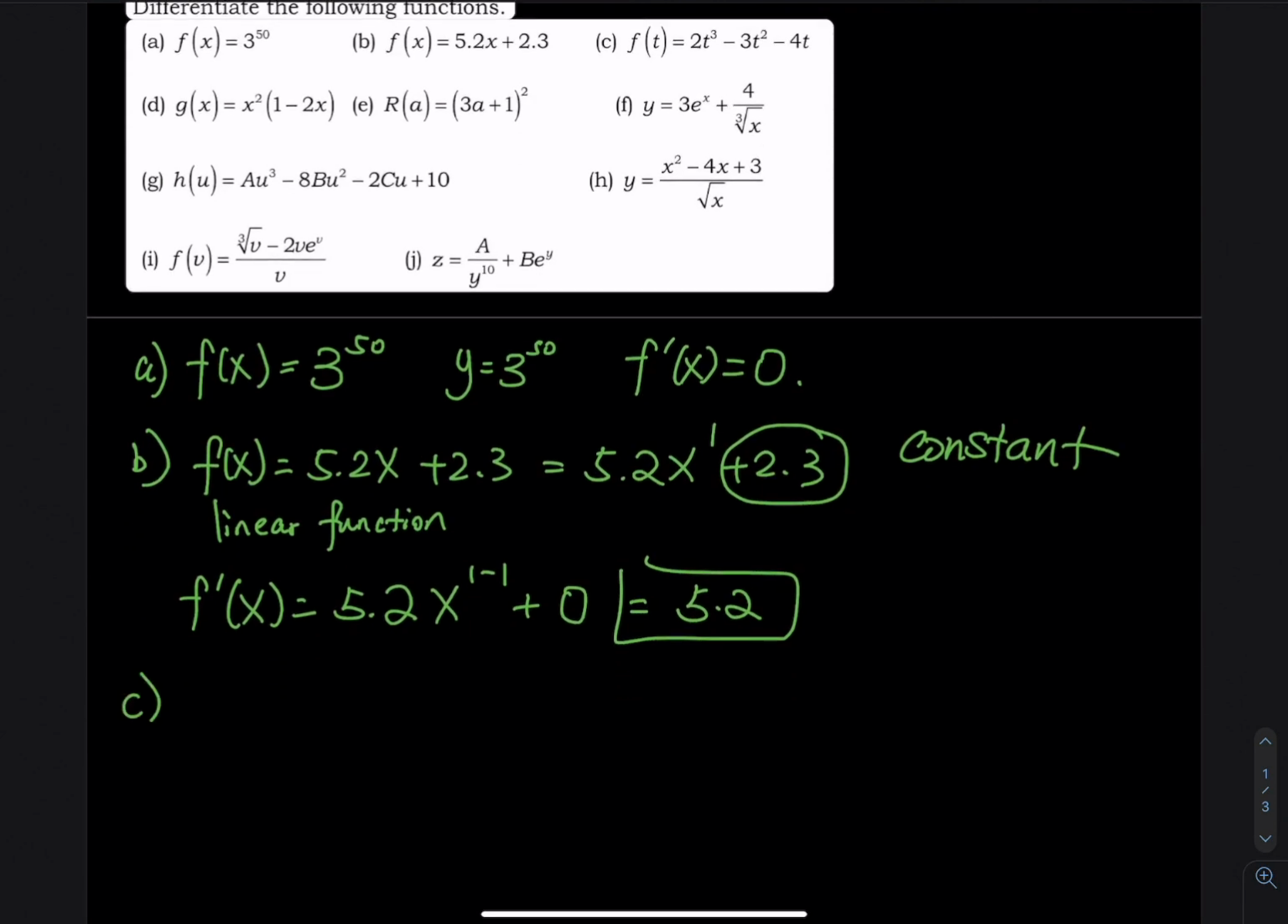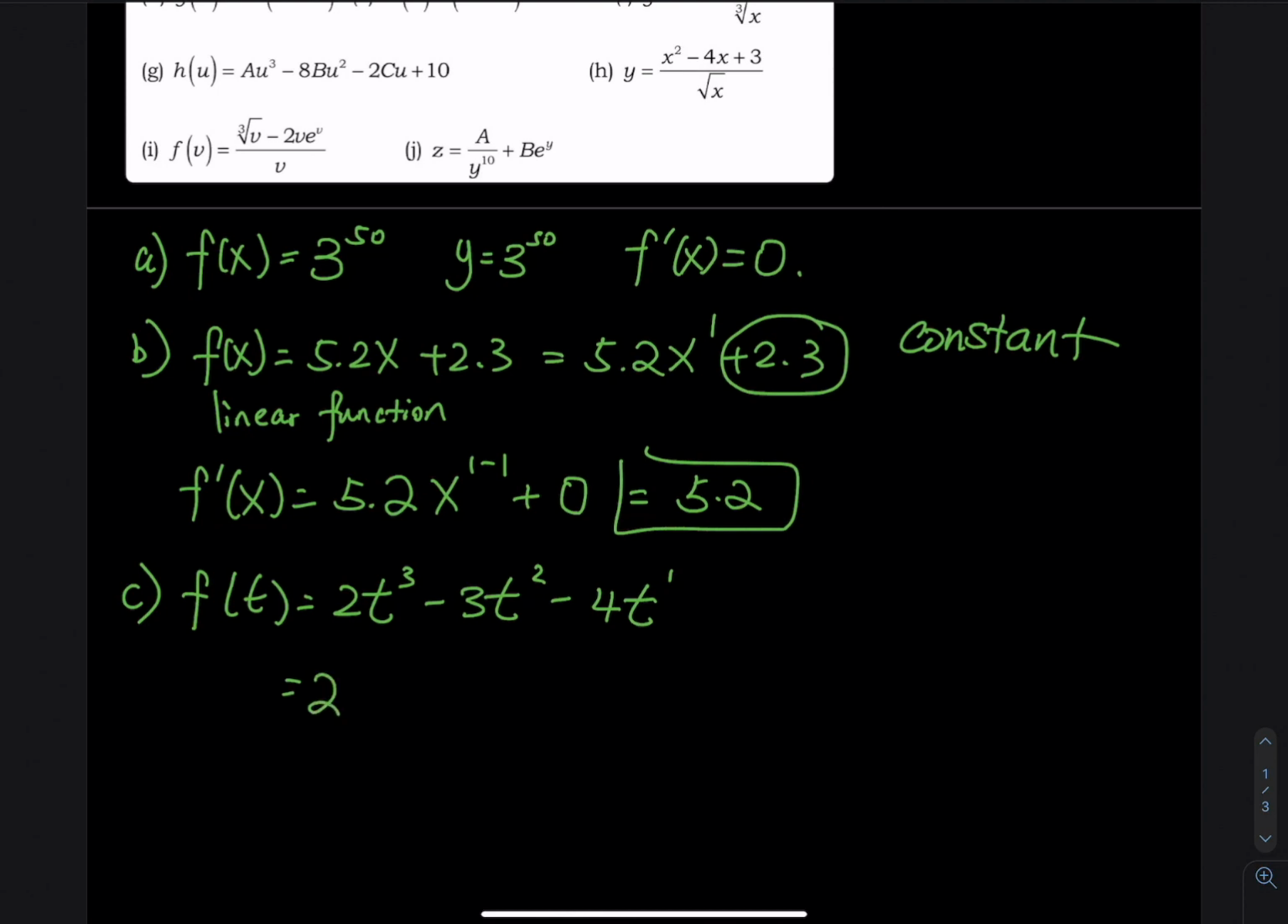And then C, we have f of t equals 2t to the third minus 3t squared minus 4t. If you're not comfortable with no exponent, you can put a 1 in there. So this is 2. You bring the 3 down, right? And then t to the 3 minus 1. Since this is our first couple problems, I will show the minus 1. When you do your work, you get used to this. You don't need to show the minus 1. Minus 3, bring the exponent down, and then the exponent minus 1. Minus 4, bring the exponent down, exponent minus 1.